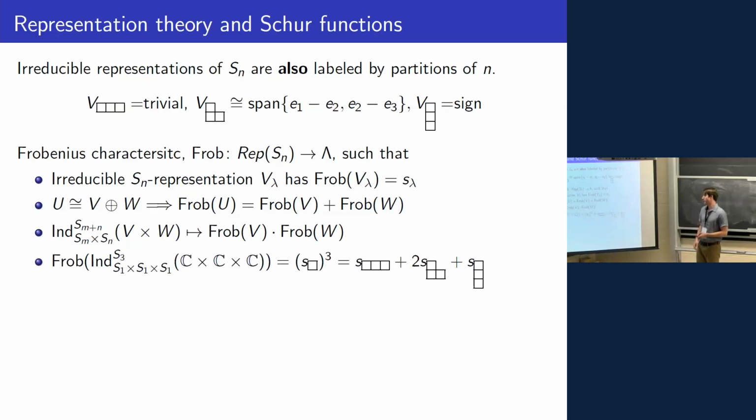Just one example: if you took the trivial representation of S1 cross S1 cross S1 and induced it up to an S3 representation, then under the Frobenius characteristic, this just gets sent to the Schur function indexed by the partition 1 cubed, which, using basic linear algebra, you can work out how it expands in terms of Schur polynomials. And then these coefficients are telling you how many times each corresponding S3 irreducible representation is occurring in this representation. Okay. So it's a nice computational tool.